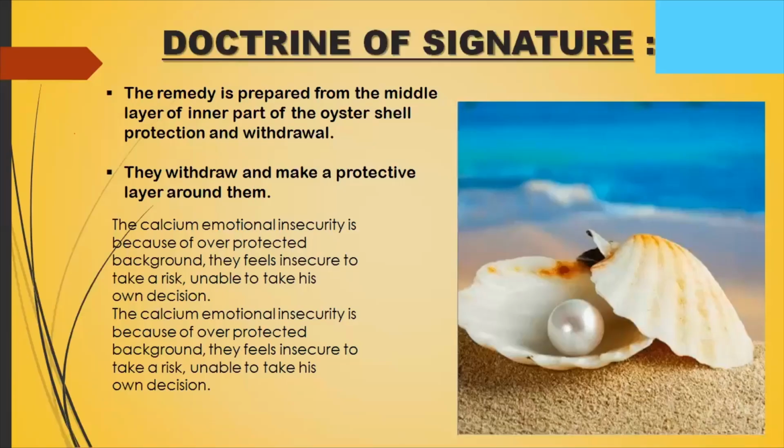Even this Calcarea carb is prepared from the middle layer of the inner part of the oyster shell, where the oyster shell provides protection and withdrawal for the mollusk. Likewise, Calcarea people will tend to withdraw and make a protective layer around them.